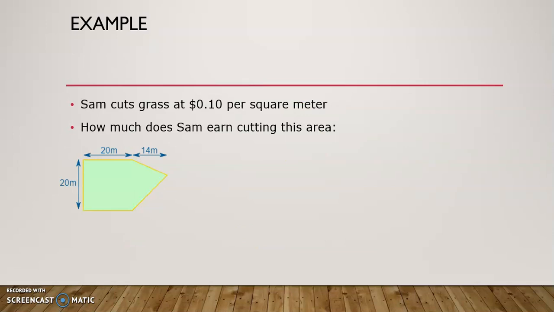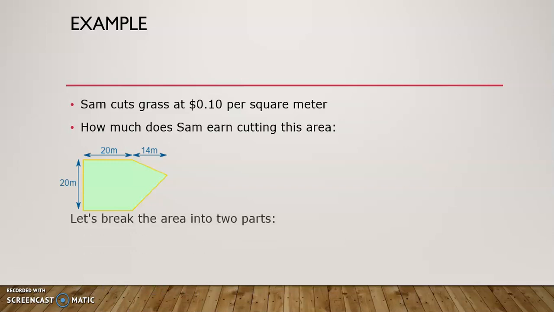Let's look at this composite shape. Now, what is its area? Well, first of all, the question: Sam cuts grass at $0.1 per square meter. How much does Sam earn cutting this area?